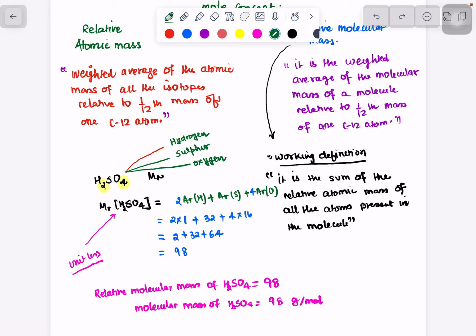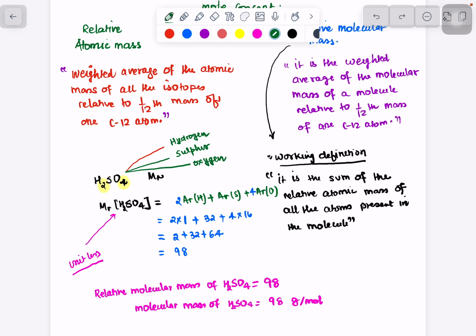So from here it is clear that relative molecular mass has two definitions. One is the theoretical definition, another one is the working definition. When it comes to writing the definition, we write the theoretical definition in exams, but when it comes to calculating the relative molecular mass or molecular mass, we use the working definition. The meaning of these two definitions is the same.